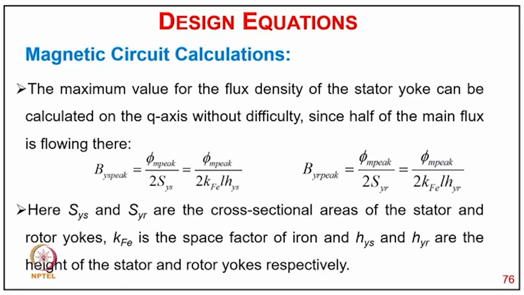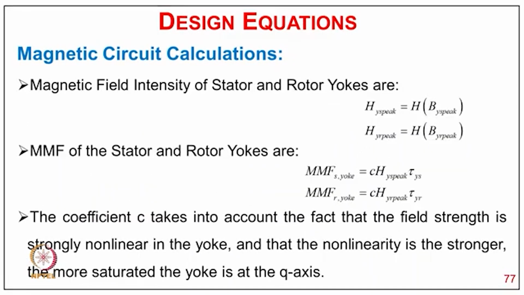So B by S peak equal to phi m peak divided by 2 S by S, or equal to phi m peak divided by 2 KFE L into H by S, and that is for the stator. And for the rotor, B by R peak equal to phi m peak divided by 2 S by R, or equal to phi m peak divided by 2 KFE L into H by R. Here S by S and S by R are the cross sectional areas of the stator and rotor yoke, KFE is the space factor of iron, and H by S and H by R are the heights of the stator and rotor yoke respectively.